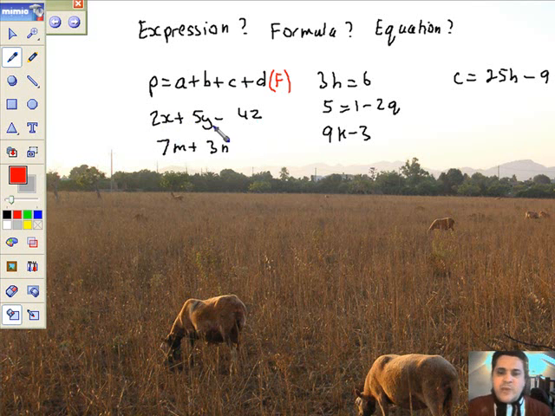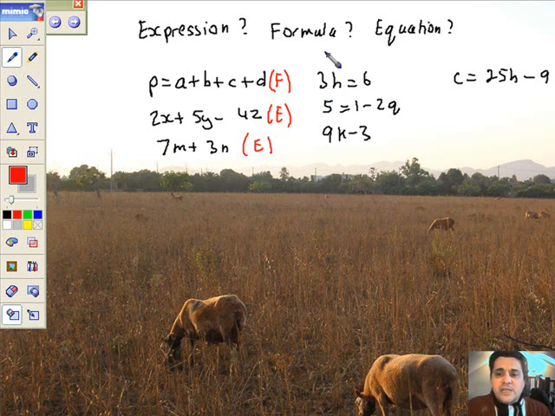Taking it down here, 2x plus 5y minus 4z. Equation, no, there's no equals. Formula, no, there's no equals. It's an expression. It's a little bit of math speak involving letters and numbers. Next one, 7n plus 3n. You can't solve it. It's not an equation. It's not a formula because there's no equals in it, and it's an expression. A little bit of math talk.